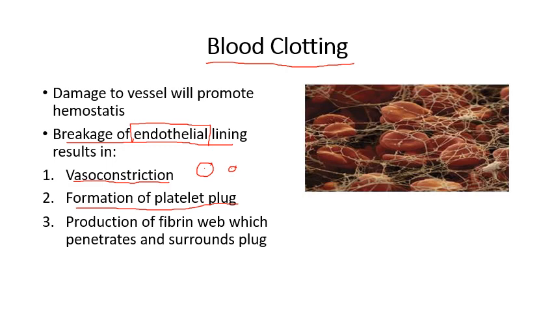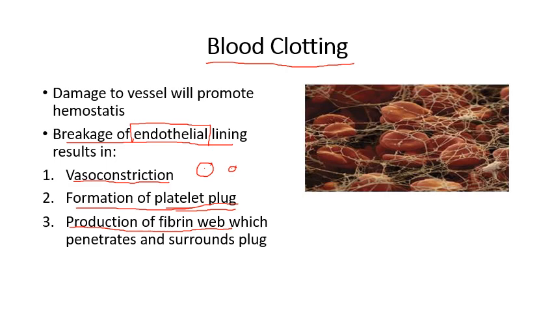What do you do when you get a cut? You punch it down, because you're constricting the blood through that vessel. You're cutting off the blood so you prevent it from continuing to flow through. And after we make the plug, we're going to make it stronger by making this fibrin web, to keep the plug solid and prevent it from being taken away by the blood flow. So those three things are happening.